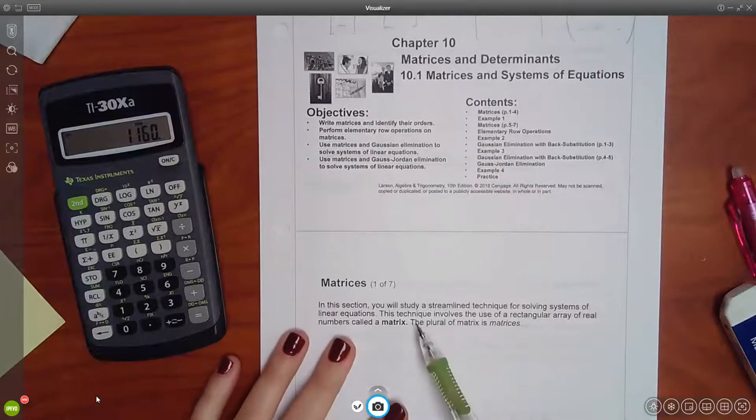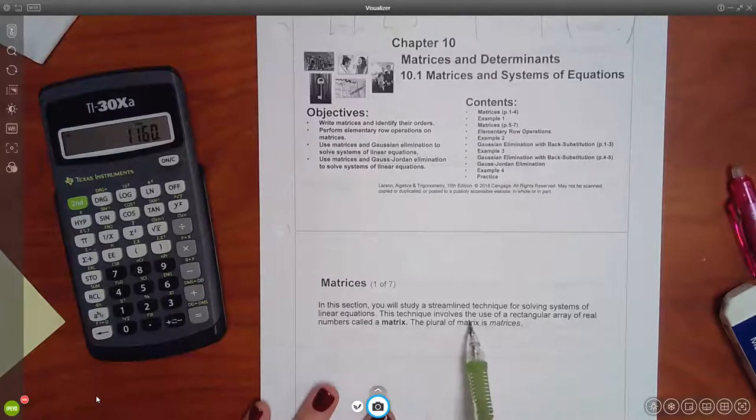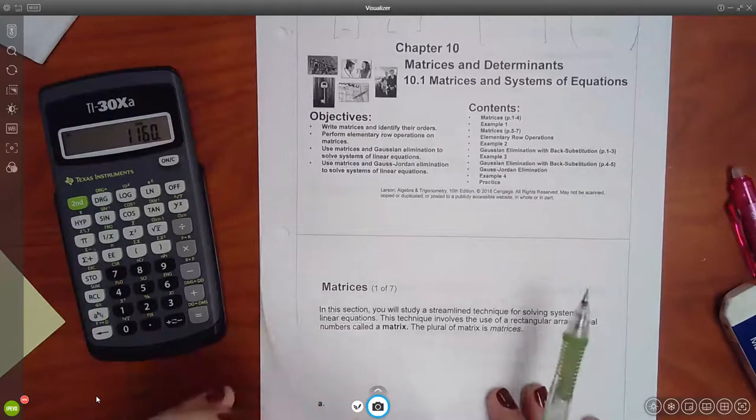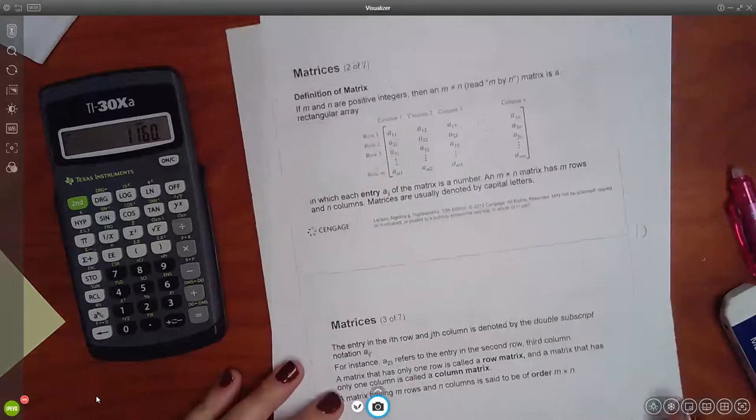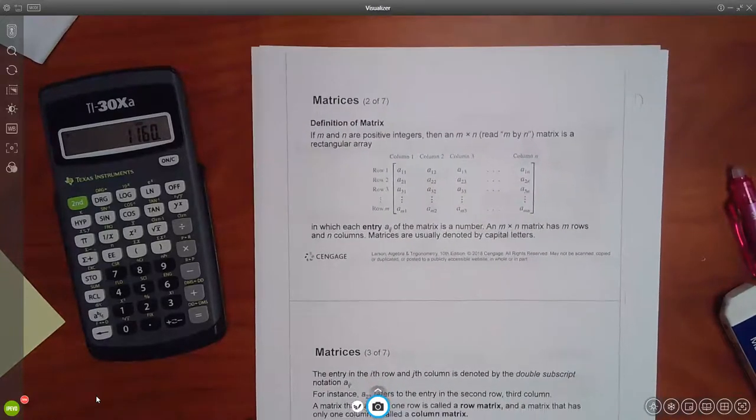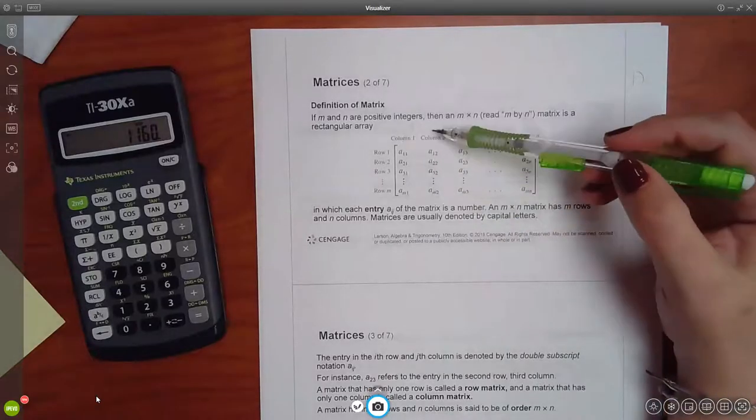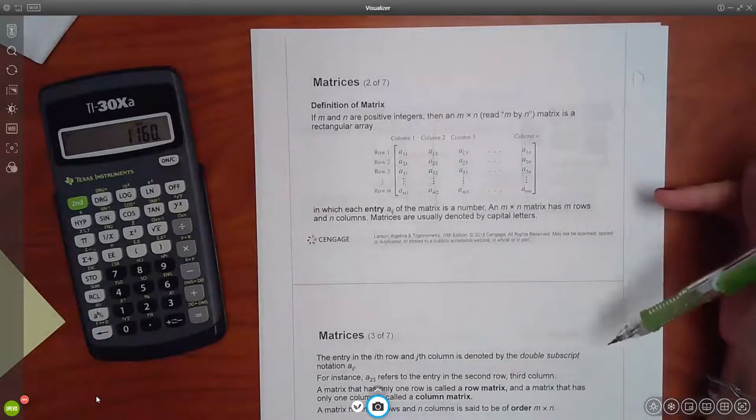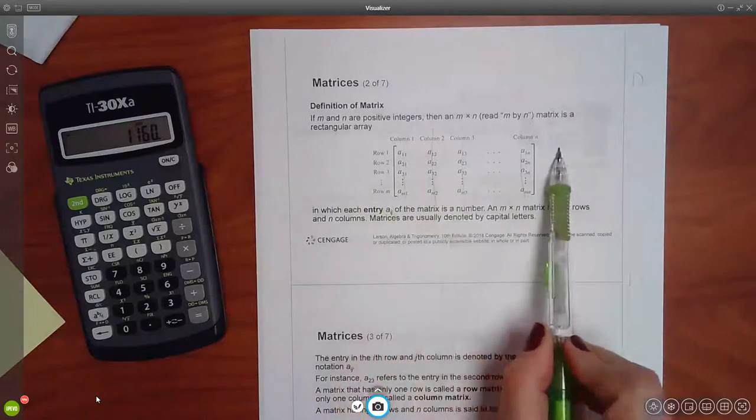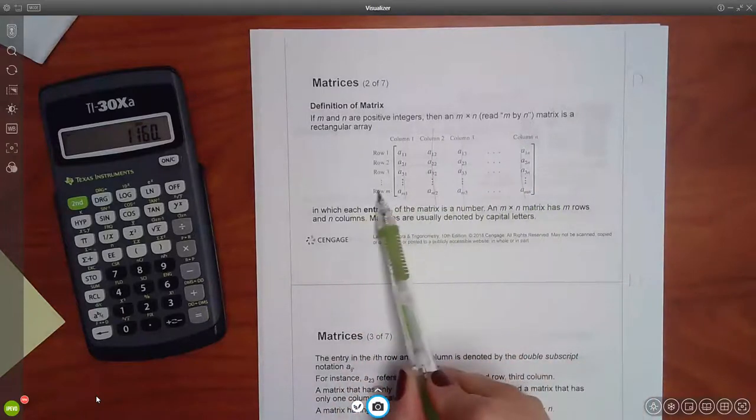It says in this section, what is it saying? Oh, it's just an array, a rectangular array of real numbers called the matrix, and then plural, it's called matrices. Not matrixes, matrices. So that's what it looks like. And the ones that go downward are your columns, okay? And the ones that go across horizontally are your rows.